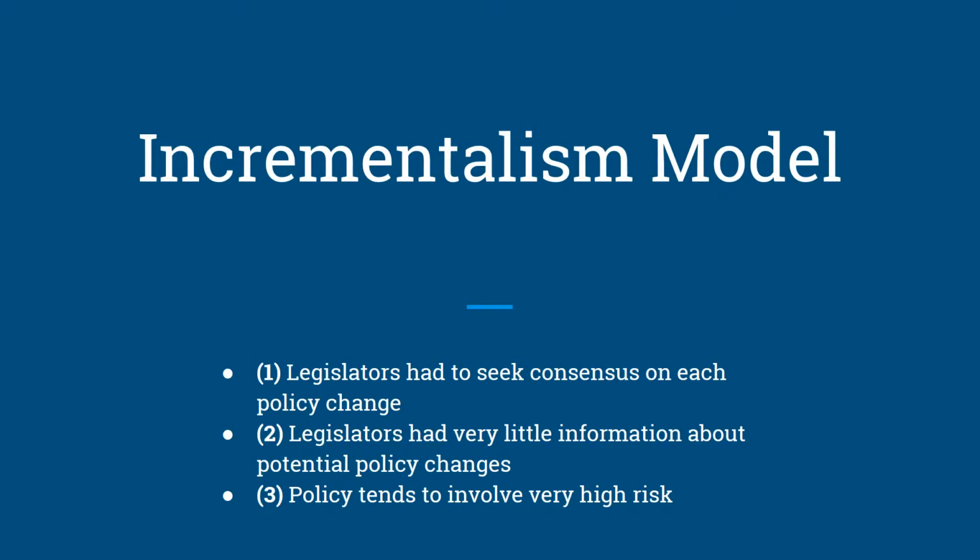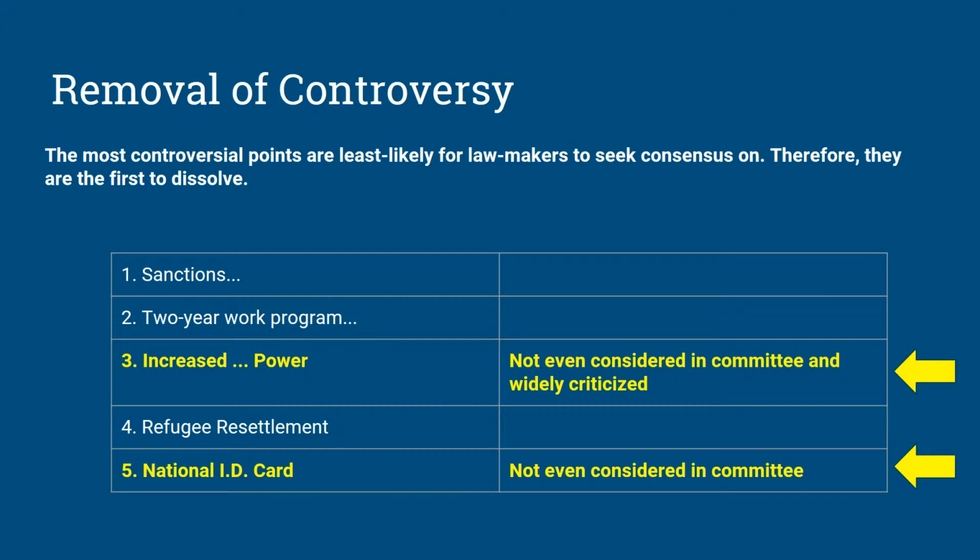Now, on the incrementalism model, there are 3 elements of incrementalism we will apply to the immigration reform. First, lawmakers seek consensus on all policy changes. Second, lawmakers are not aware of the implications of proposed policy changes. Third, policy changes invoke high risk for lawmakers. On the left column of the table, we have listed ideal points of Reagan as indicated in his initial speech given to Congress. The highlighted points are the most controversial, thus least likely for lawmakers to find consensus on them. Therefore, these proposals were not even considered in committee.